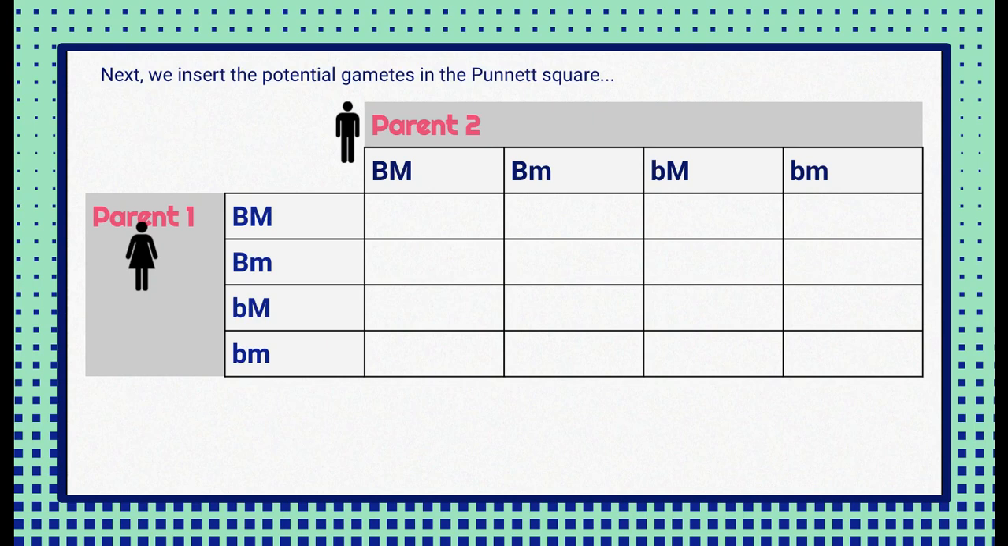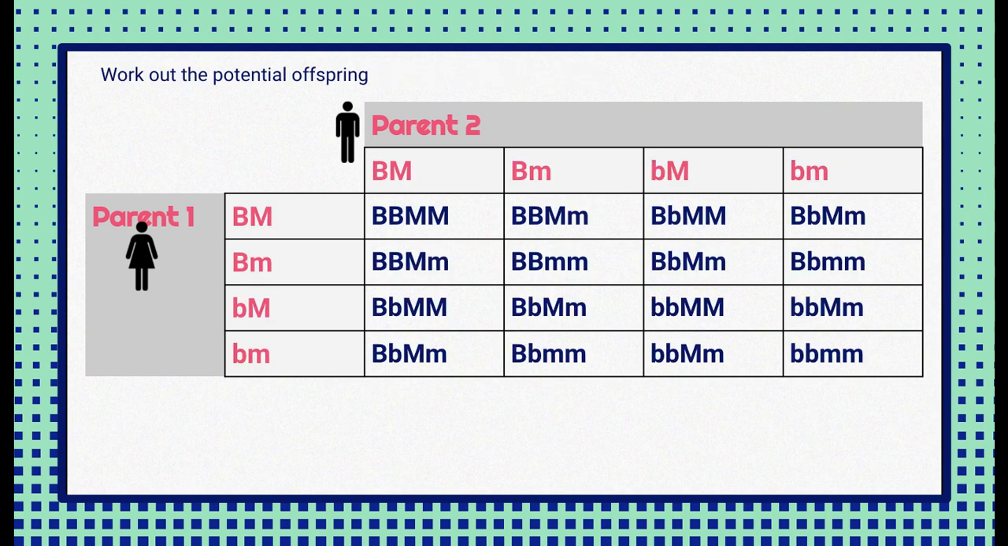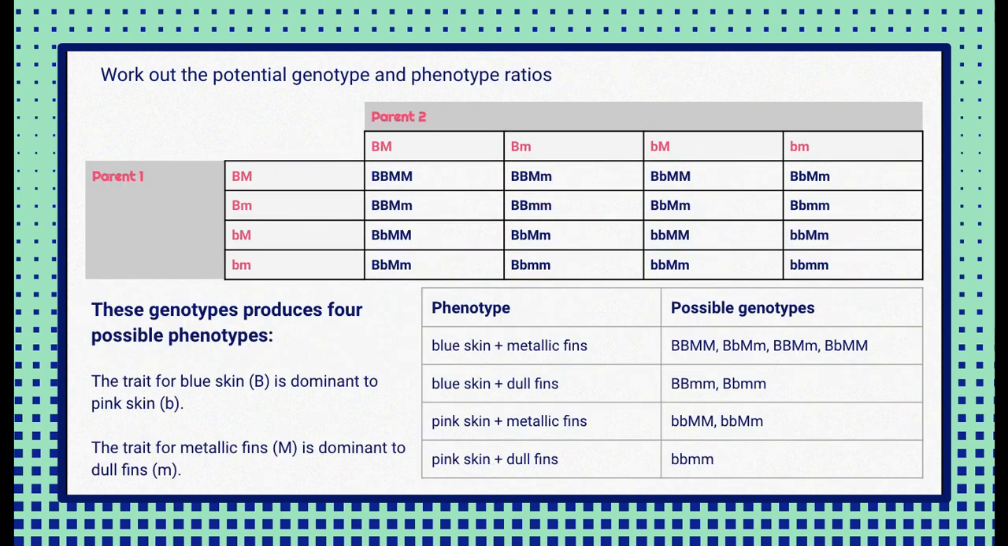Next, we insert these possible gametes into the Punnett square. At this stage, we're using all of the columns because each parent produces 4 potential types of gametes. We then look at how these combine to produce the potential offspring. The 4 possible phenotypes are listed below: blue skin metallic fins, blue skin dull fins, pink skin metallic fins, and pink skin with dull fins, along with the possible genotypes.